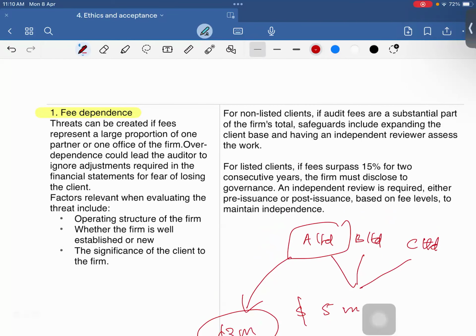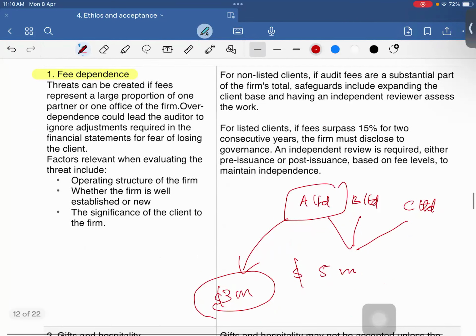Can you explain the threat once again? Yes. See, A Limited is our client, and they account for most of our total revenue. So a large proportion of our fee is dependent on whom? A. Clear? And this would create a self-interest threat, because we are over-dependent on a particular client more than any other client.